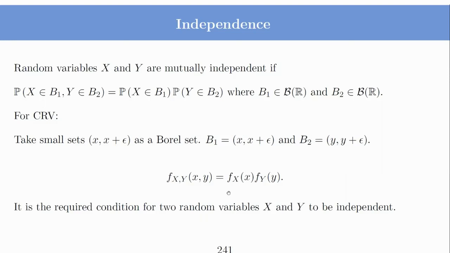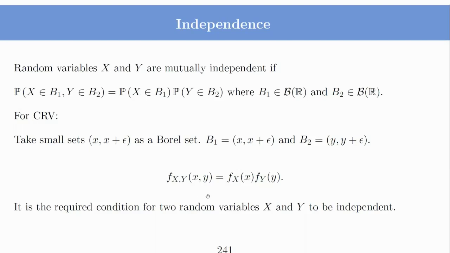Similarly, for continuous random variables, if you take Borel sets of the form (x, x plus epsilon], then the probability that X belongs to B1 is nothing but the PDF multiplied by the length of the interval, which is epsilon. So this is the PDF of X at small x times epsilon, and this is the PDF of Y times epsilon. And this is the joint PDF at x comma y multiplied by epsilon squared. So this condition would be equivalent to the joint PDF multiplied by epsilon squared being equal to the PDF of X multiplied by epsilon times the PDF of Y multiplied by epsilon, which is equivalently written as this condition.